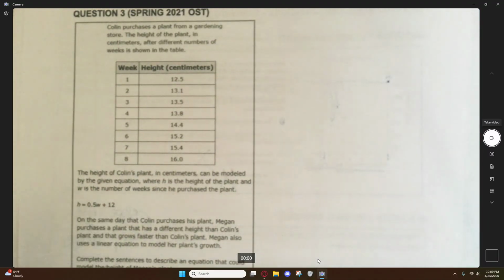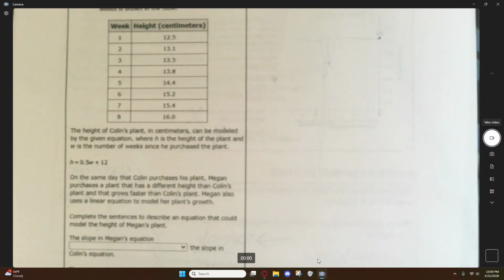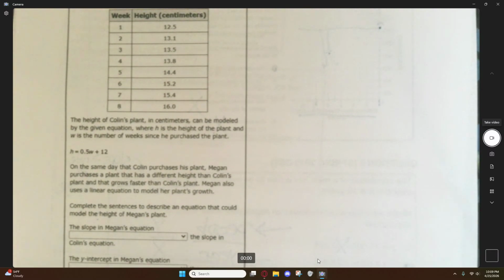Question 3. This is a long question. It's going to be hard to fit all this on the screen, so I'm going to try my best. Colin purchases a plant from a gardening store. The height of the plant in centimeters after different numbers of weeks is shown in the table. The height of Colin's plant in centimeters can be modeled by the given equation, where h is the height of the plant and w is the number of weeks since he purchased it.